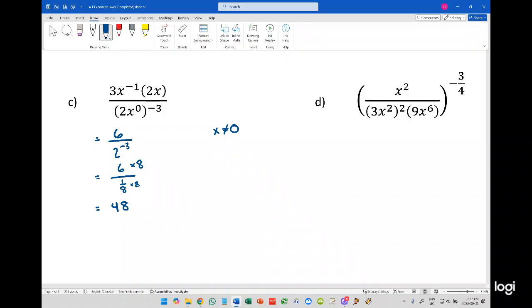So you can think of it as moving 2 to the positive 3 to the top, or you can do 1 over 8 on the bottom, evaluate 2 to the negative 3 as 1 over 2 cubed, and multiply top and bottom by 8, whichever makes you happier.